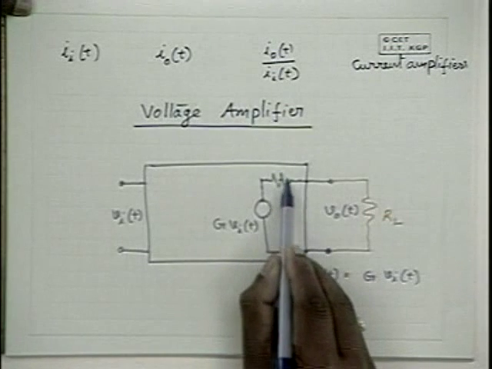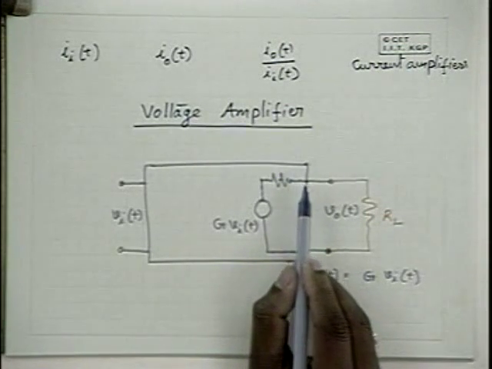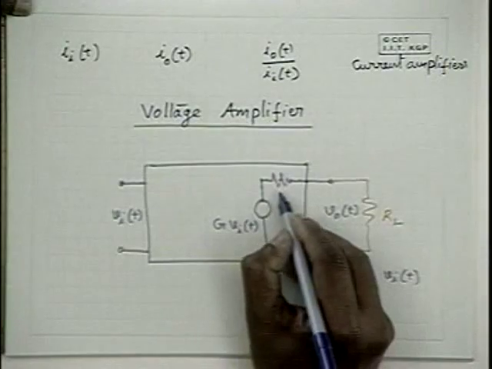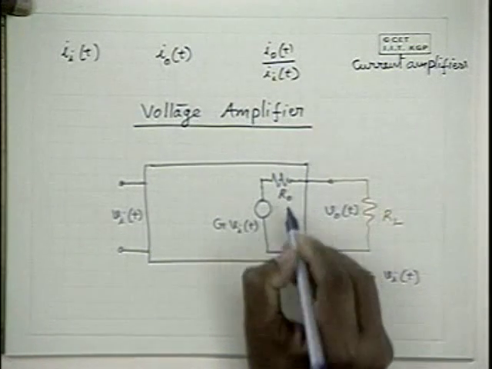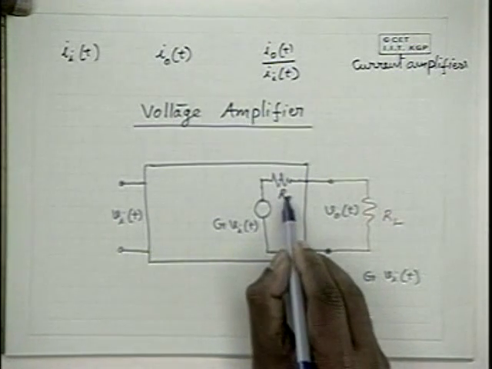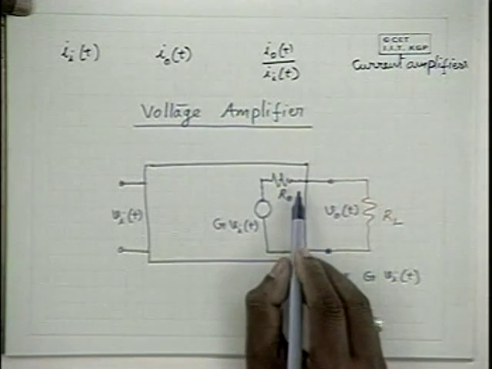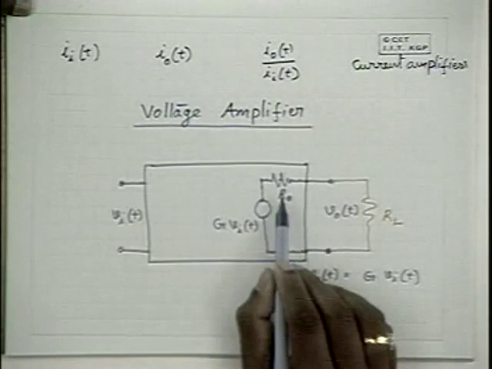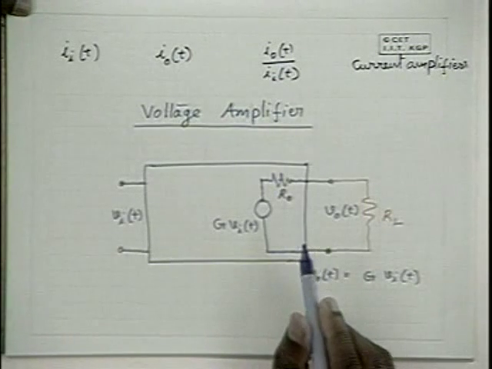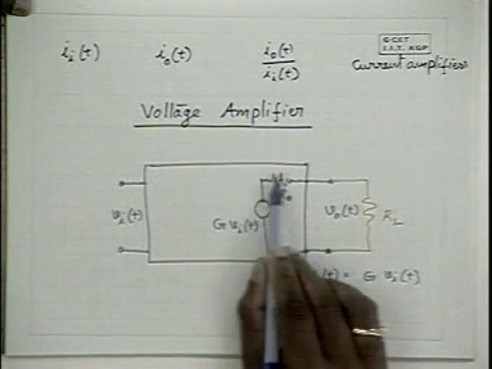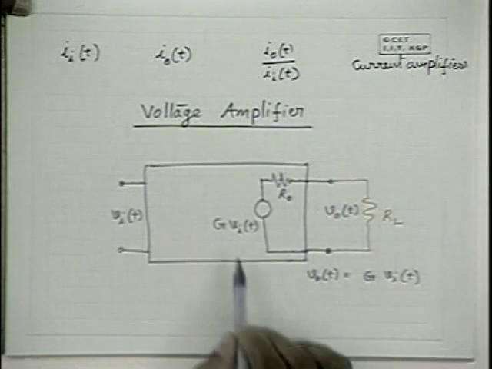That means it has a series equivalent resistance here. Let us call it R0. The R0 is used here to indicate that, as far as the amplifier is concerned, it's the resistance in the output. Hence, the output side of the amplifier can be modeled in this form.